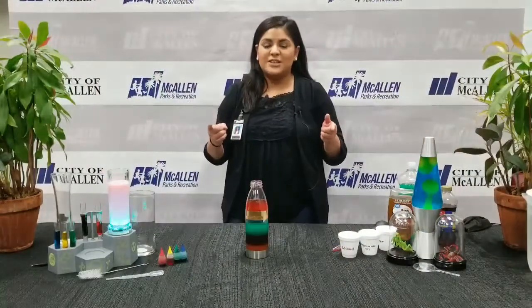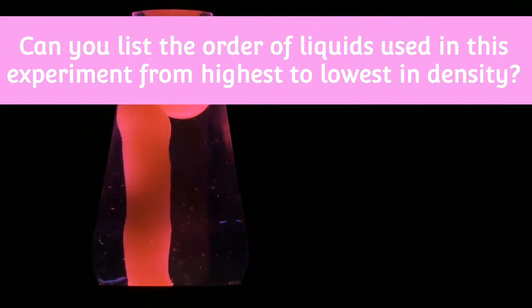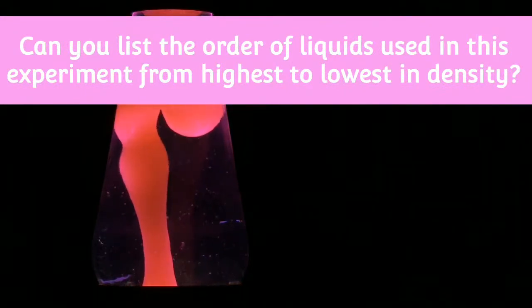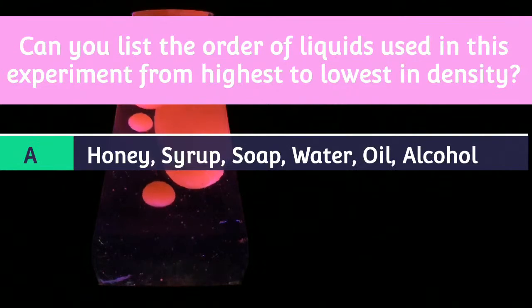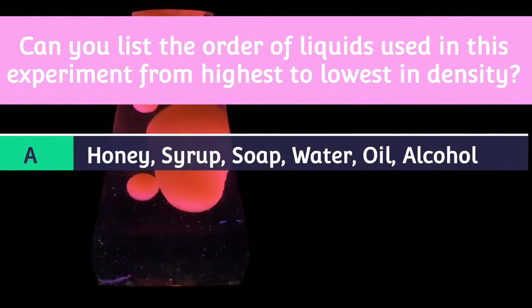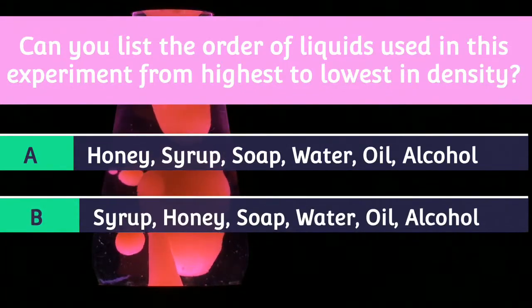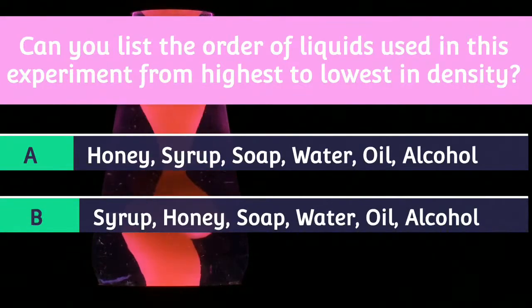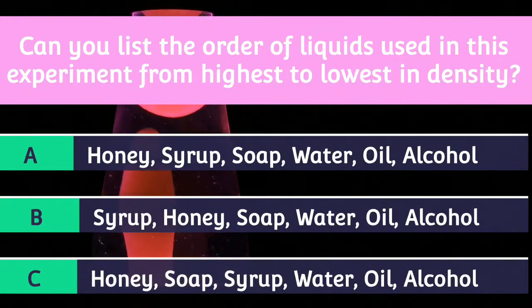I hope you've been paying attention because we're down to our final question. Can you list the order of liquids used in this experiment from highest density to lowest density? A, honey, corn syrup, dish soap, water, vegetable oil, rubbing alcohol. B, corn syrup, honey, dish soap, water, vegetable oil, rubbing alcohol. Or C, honey, dish soap, corn syrup, water, vegetable oil, rubbing alcohol?